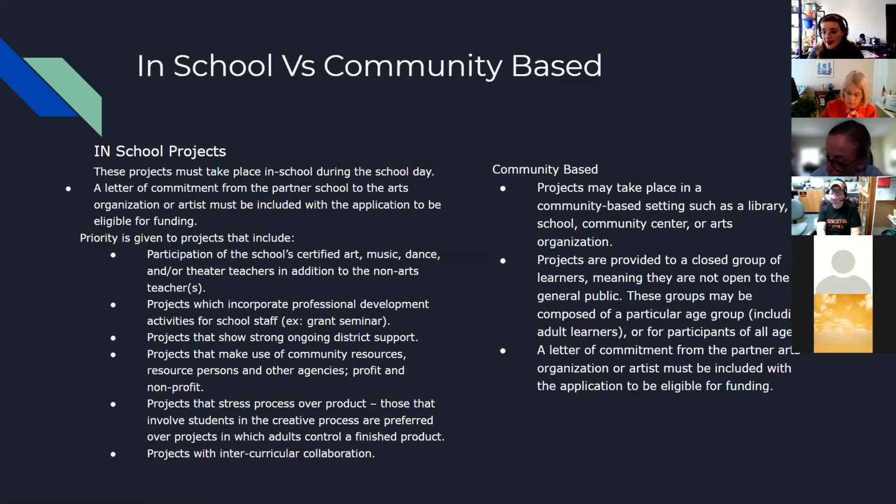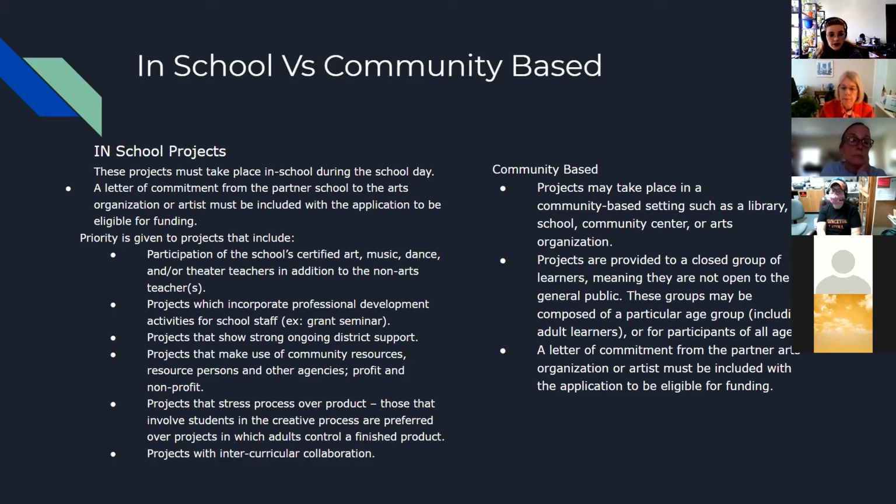So again, we have branches. Within the Arts and Education grant, there are 2 branches. There's the in-school projects and community-based projects. In-school projects does what it sounds like. They take place in school, but they do not replace the classes. They work to supplement. So whatever the curriculum currently is, they are working and building off of it to help enhance it rather than replace it.